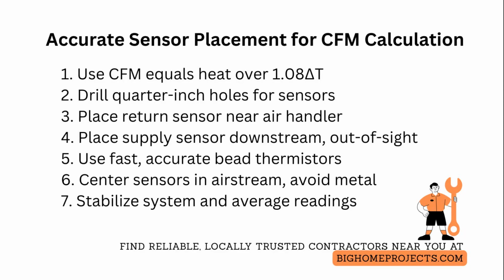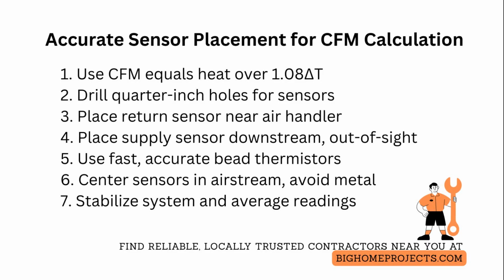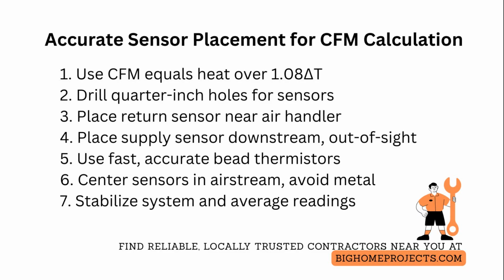Drill quarter-inch holes for bead-type sensors, one in the return duct just before the air handler, and one in the supply trunk at least 12 to 18 inches downstream of the heat exchanger or coil, and out of the line of sight of any electric strip heater to avoid radiant bias.